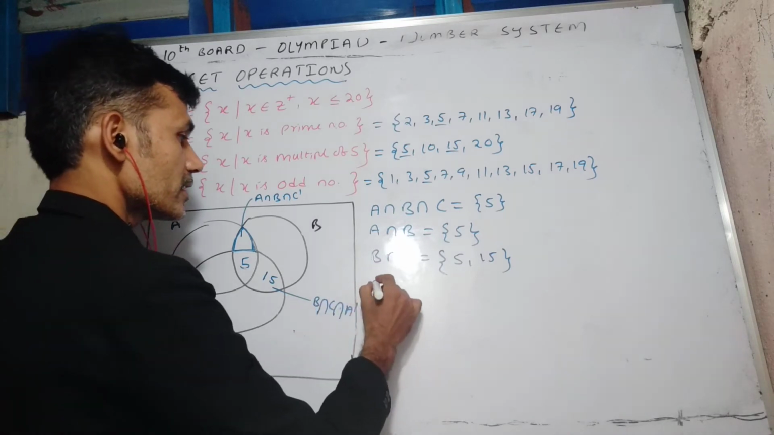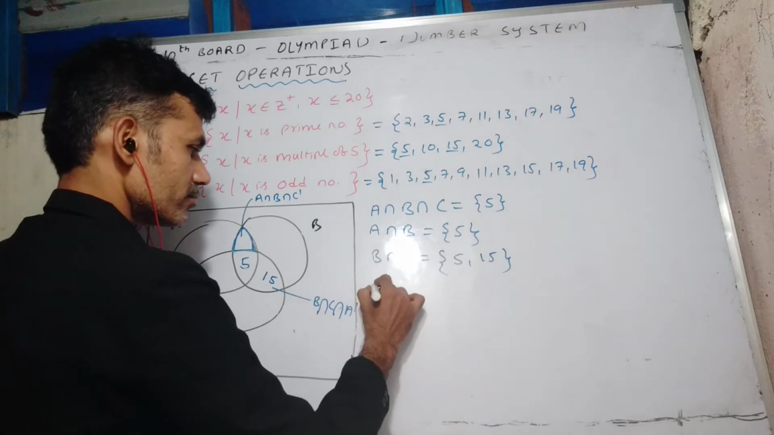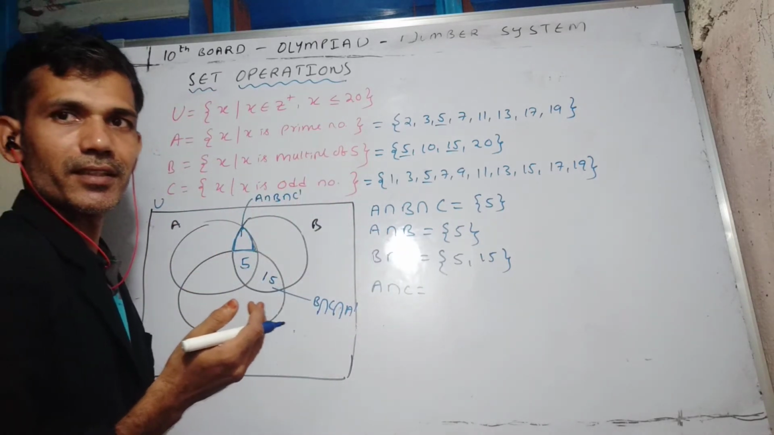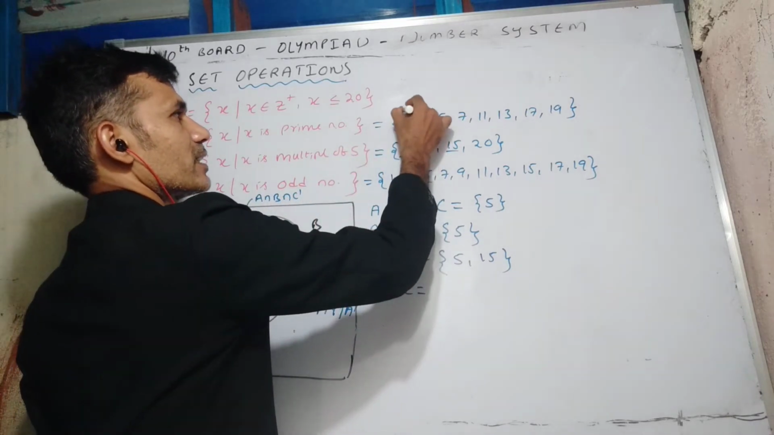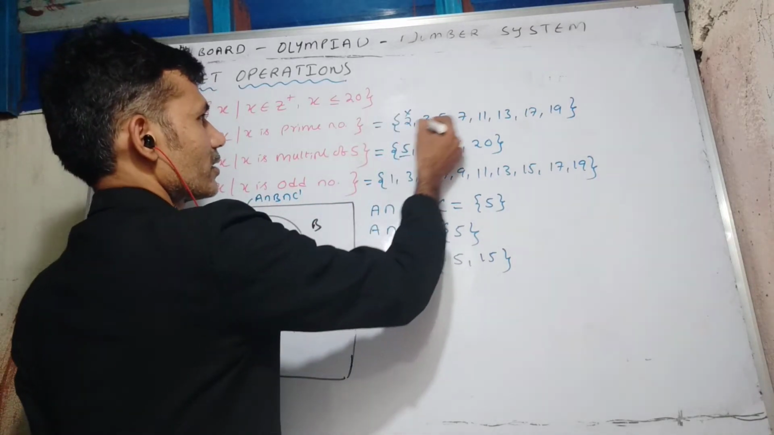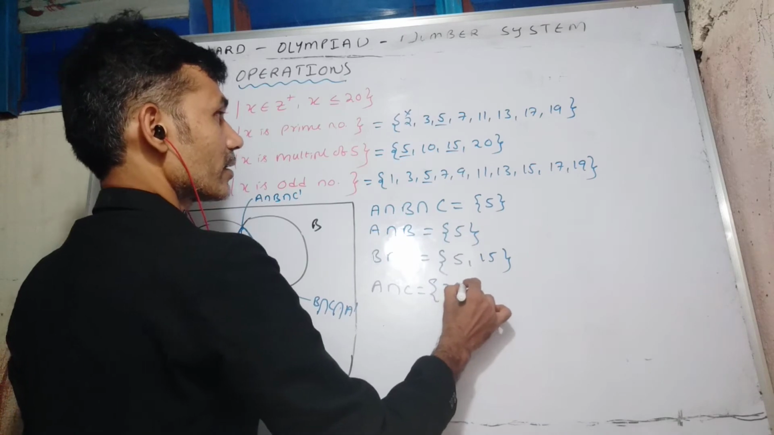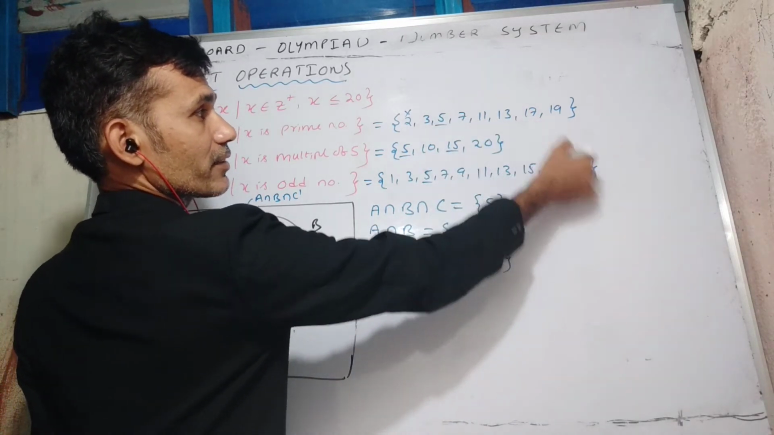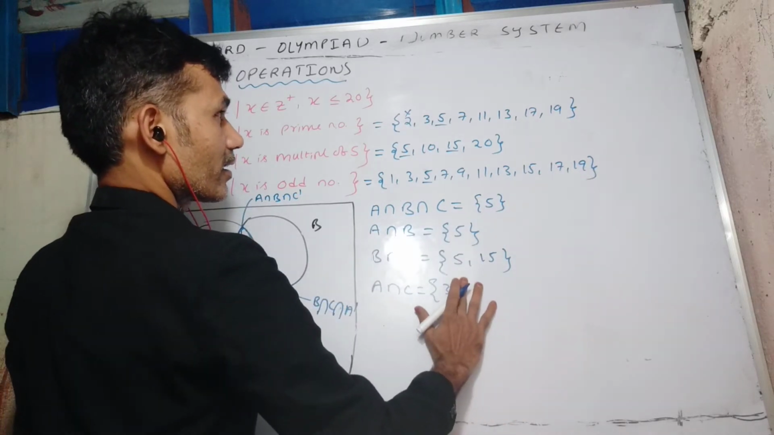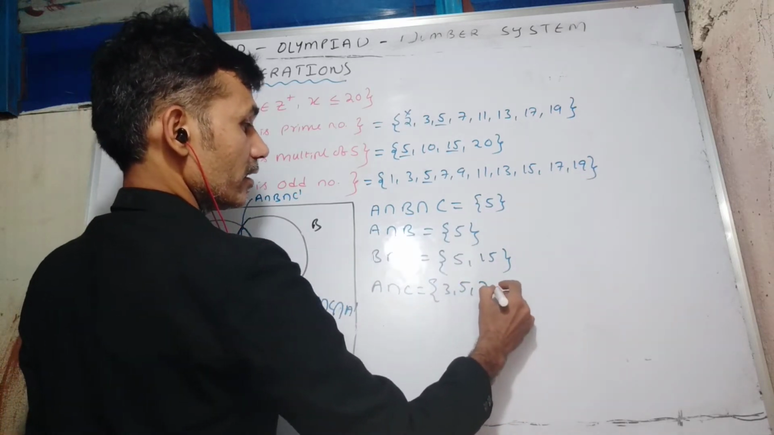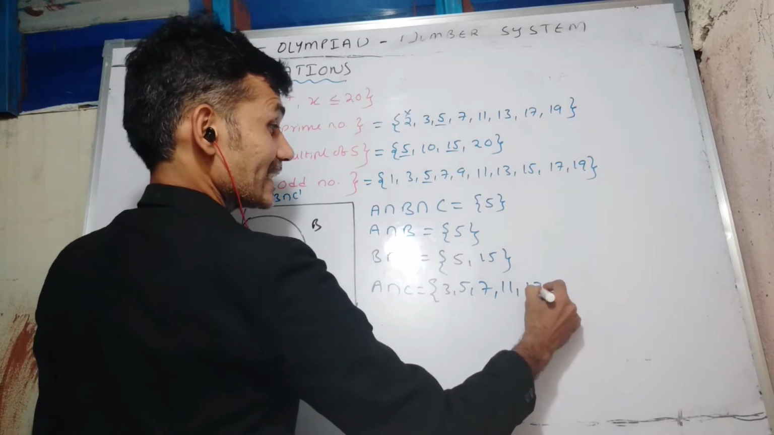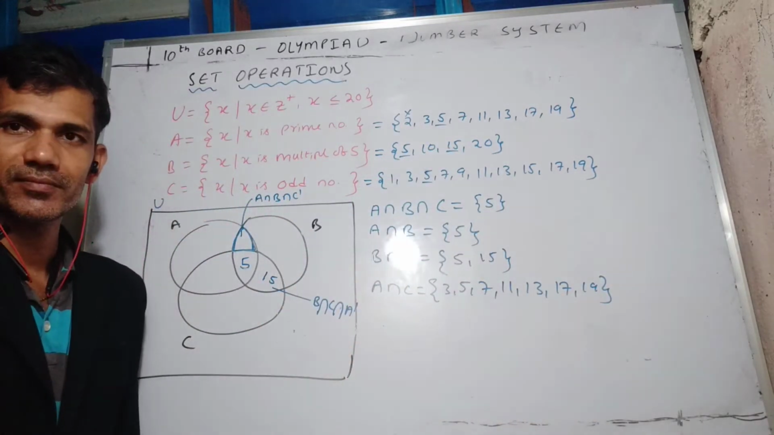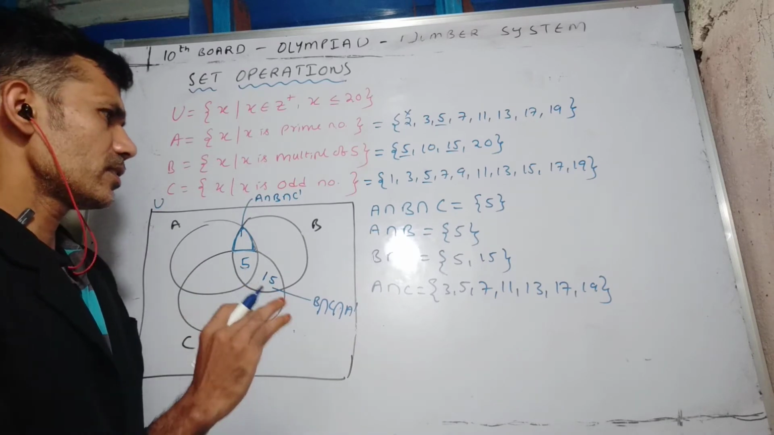Next we will see A and C, which are prime and odd numbers. See, all prime numbers are odd numbers except 2. So the remaining things you can write: 3, 5, 7, 11, 13, 17, 19. A intersection C also we wrote.